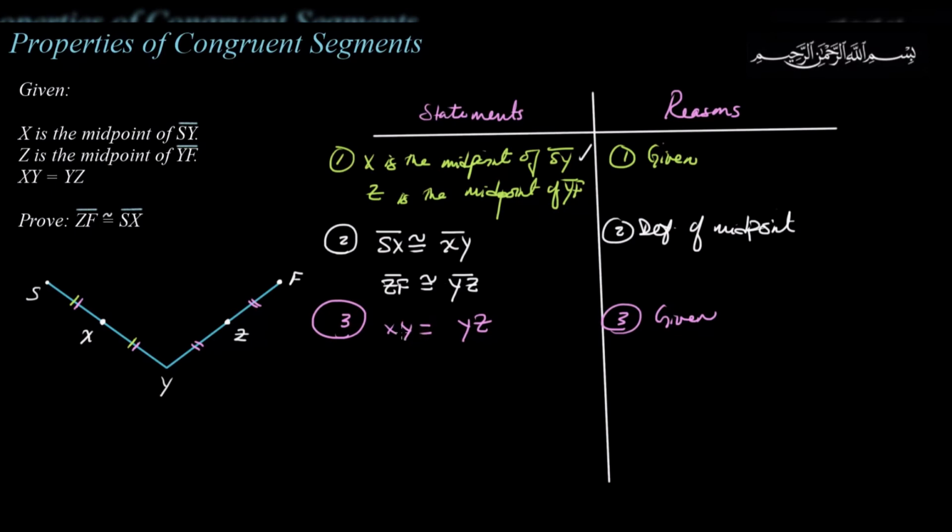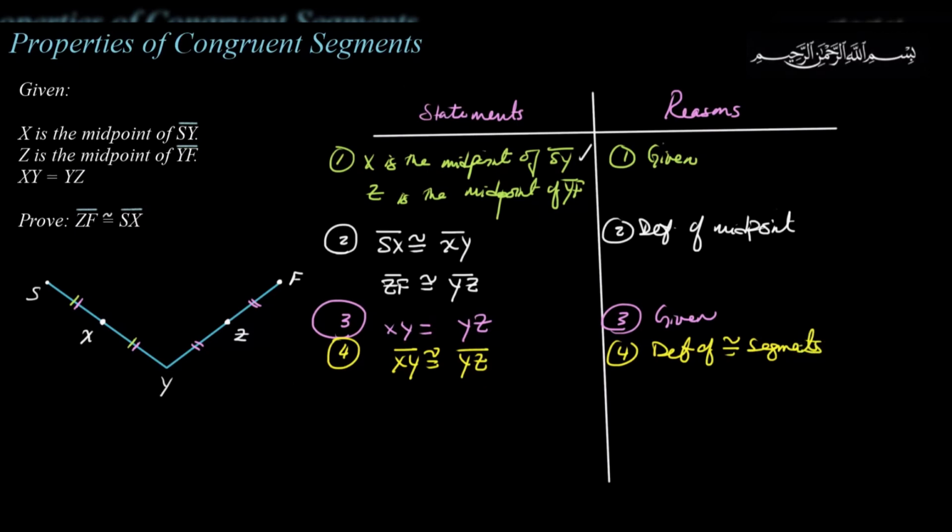All right, so I've written this down. XY is equal to YZ. Well, that's an equality statement, but I can change an equality statement into a congruent statement. So I can say segment XY is congruent to segment YZ, like this. And this is because of the definition of congruent segments. Segments are congruent if they are equal lengths.